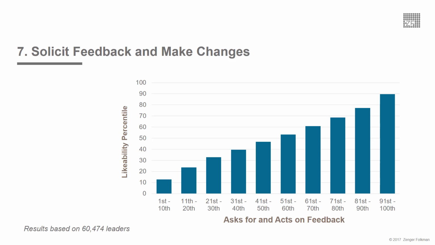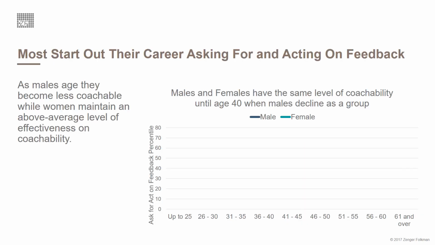As you see here, this next graph shows you the extent to which you ask for and act on feedback over time. And what it shows you is that most people, both male and female, early on in their career, are pretty effective at asking for feedback. But as they age, that goes down. And guess who it goes down more for, males or females?